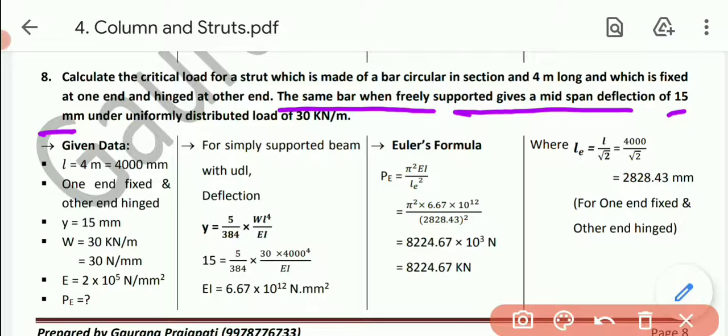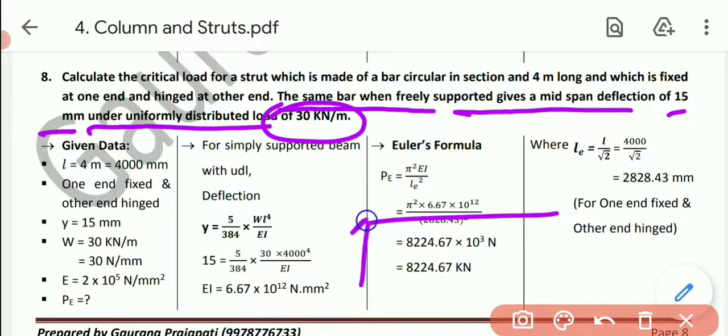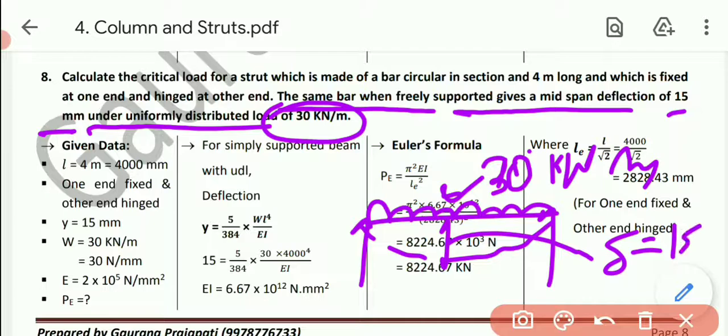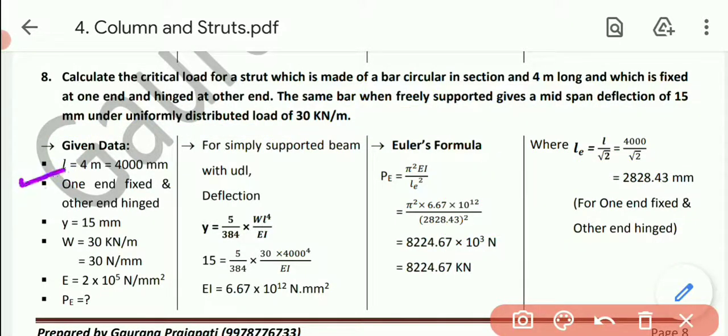Now deflection is given to us, 15 mm, under a uniformly distributed load of 30 kN per meter. This time they have given us a UDL instead of a point load. How much? We can say 30 kilonewton per meter, and it will create a deflection. How much? The deflection is also given to us, that is 15 mm. So length is given to us, 4 meter, one end fixed, other end hinged.